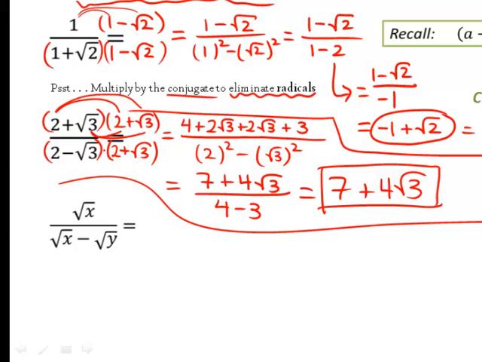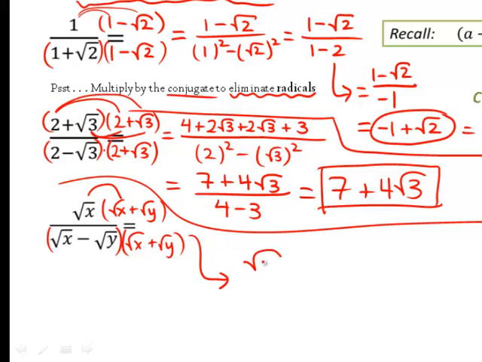Let's take a look at the last example here. We've got root x over root x minus root y. To rationalize the denominator, we want to eliminate any roots in the denominator. So we want to multiply by the conjugate, root x plus root y, root x plus root y. And that leaves us with, in the numerator we have root x times root x is root x squared. Root x times root y is plus root xy over, and this is a difference of squares, so we can just treat it as a squared minus b squared.